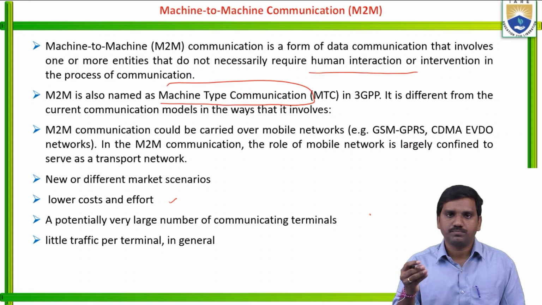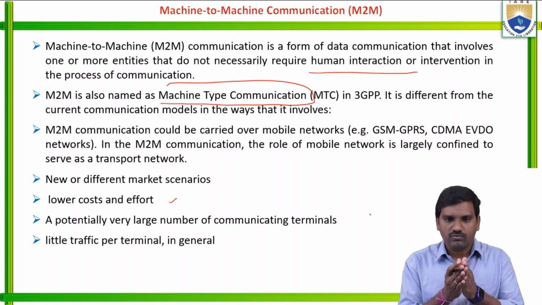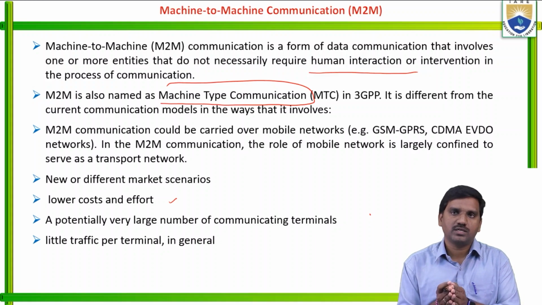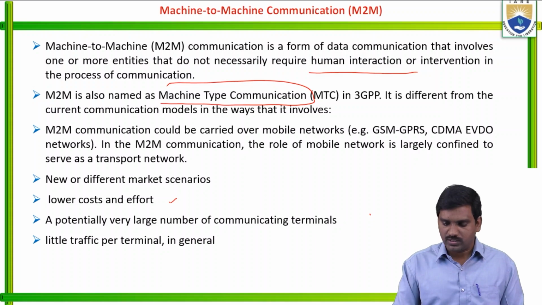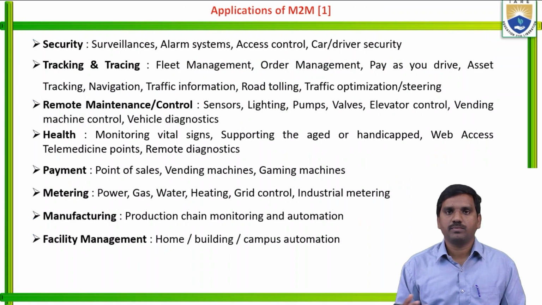So these are some important points regarding machine to machine. What is the main aim of machine to machine? It is also named machine type communication, MTC, in the third generation protocol. It addresses different market scenarios, with low cost and effort. Next, applications of machine to machine.